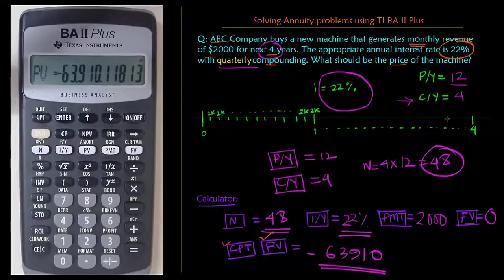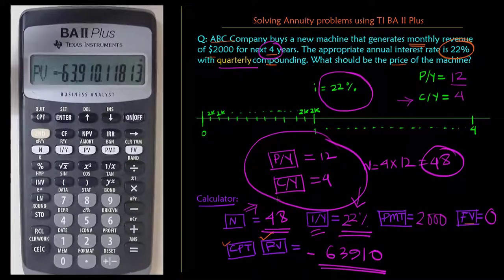Alright, to sum it up, when we have different compounding periods and different payments per year, you need to change the values of your default P/Y and C/Y, and then directly put the annual interest rate in I/Y, but in the number of periods you need to multiply years with P/Y. Alright, that's all for this video.